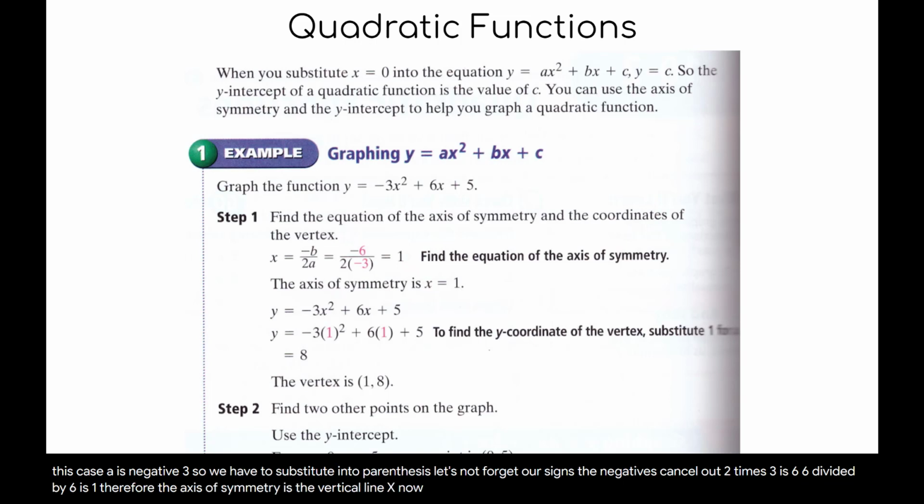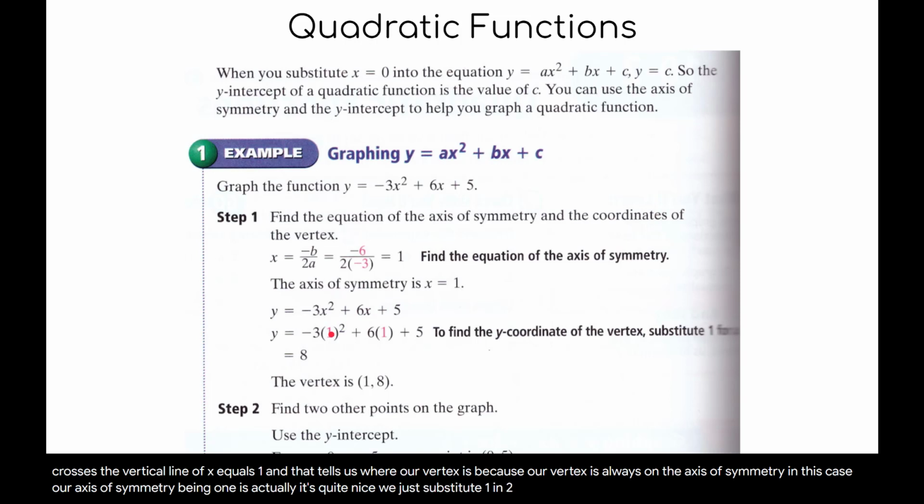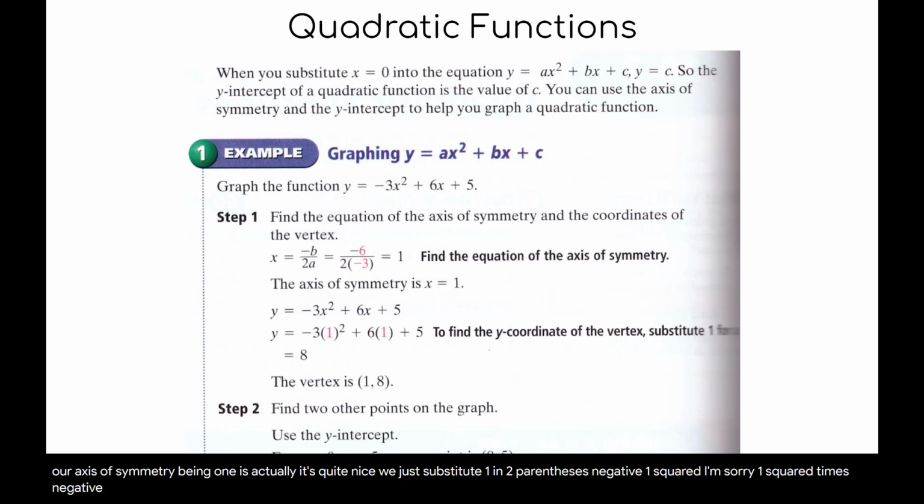We now go ahead and substitute 1 in the equation to figure out where the function crosses the vertical line of x equals 1, and that tells us where our vertex is, because our vertex is always on the axis of symmetry. In this case, our axis of symmetry being 1 is quite nice. We just substitute 1 into parentheses. Negative 1 squared times negative 3 is negative 3, plus 6, that gives us 3, plus 5 gives us 8. Therefore, our vertex is x is 1, y is 8, for the coordinate pair 1, 8.